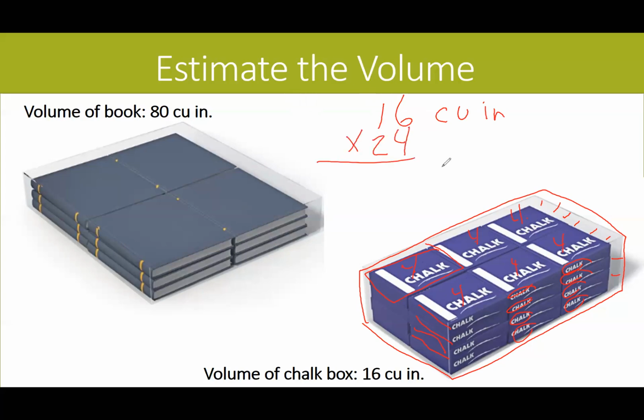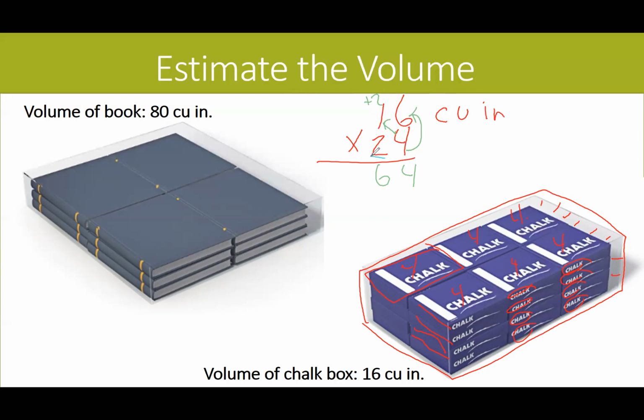So now what I need to do is I need to multiply. Let's start with my ones place. 4 times 6. 6 plus 6 is 12, and 12 doubled again is 24. And then I do 4 times 1 is 4. I've got a 6. So 16 times 4 is 64.